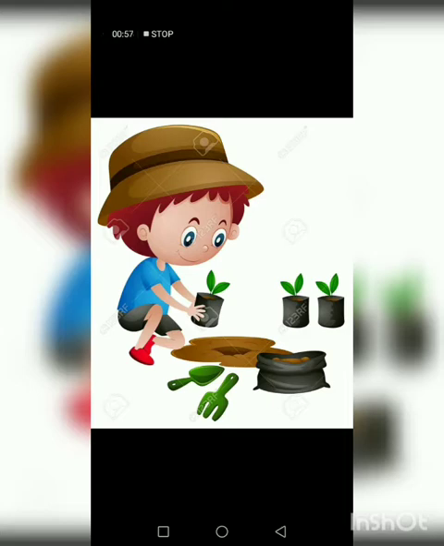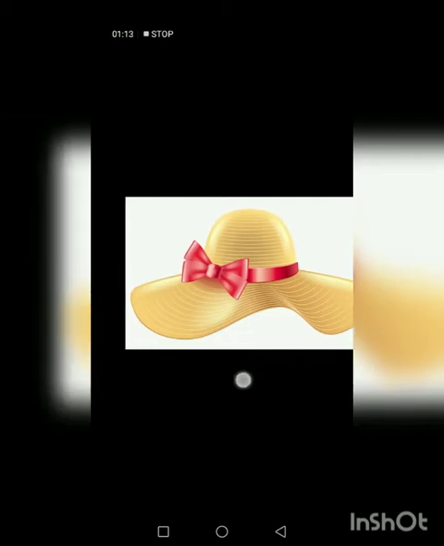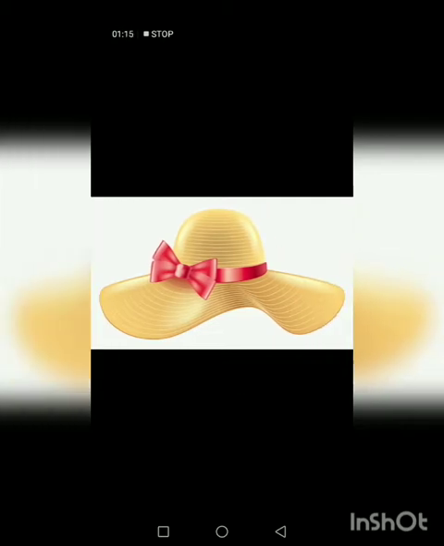What is the boy doing? He is planting. Plant means يزرع. And look at this picture, يا رابع. What can you see in the picture? What's this? It's a sun hat.